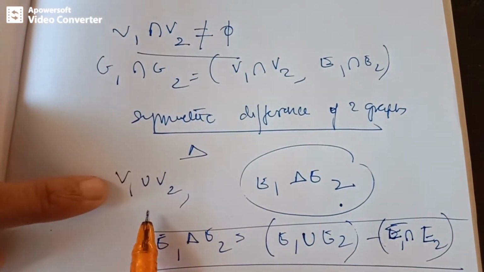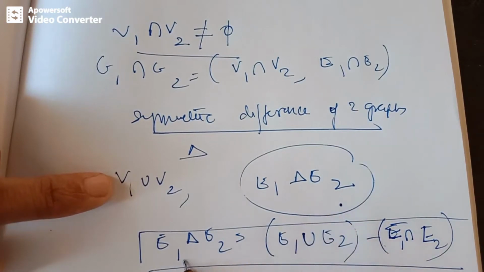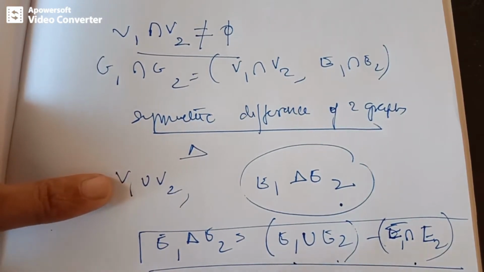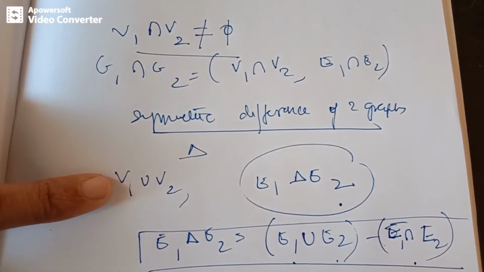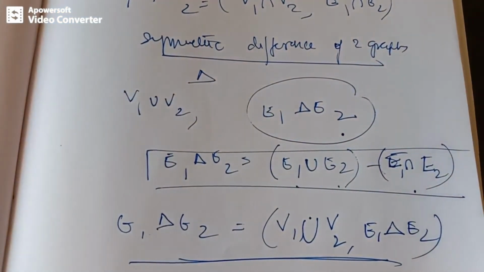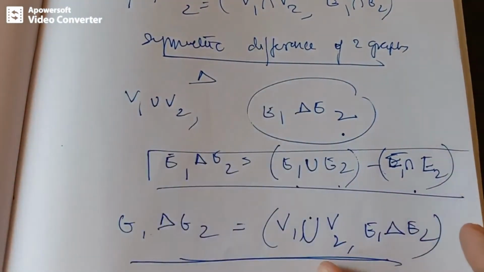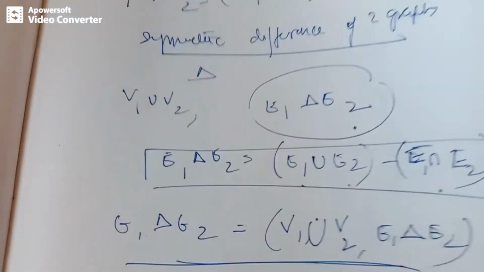So for symmetric difference, you are taking the union of the vertices and the symmetric difference between the edges, and symmetric difference denotes the set of all the edges which are there in E1 or E2 but which are not there in both. The symmetric difference between the two graphs is denoted by G1 delta G2, which is nothing but the set V1 union V2 and E1 delta E2. So this is how we can represent the symmetric difference. These are the three operations, and the symmetric difference is also called a ring sum. So let me give you an example to illustrate the same. Let's take a particular graph.